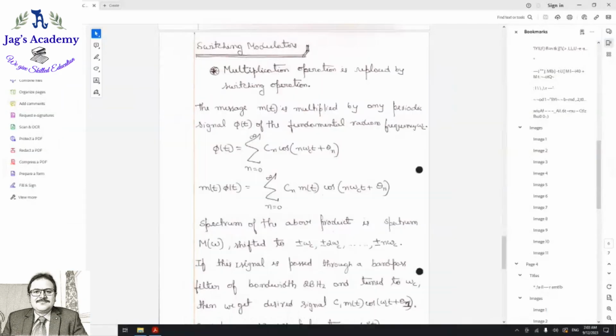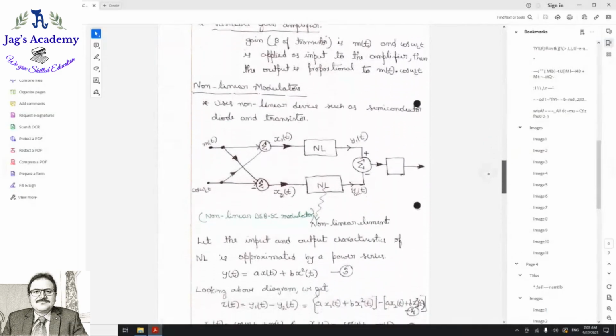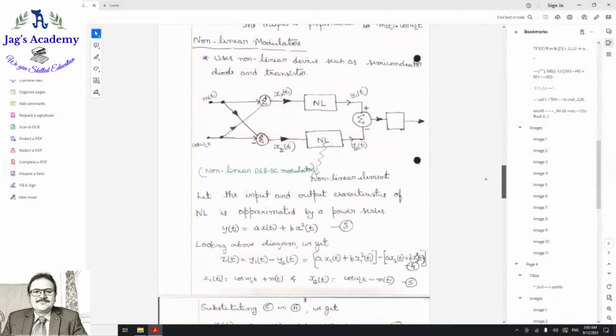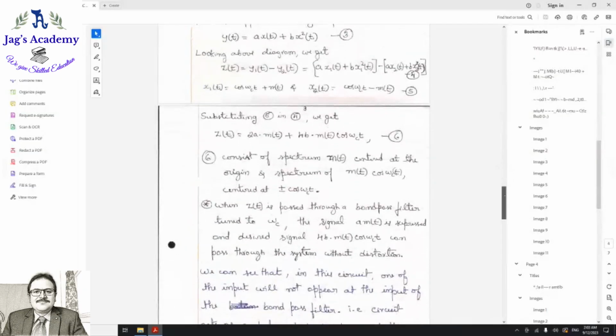The first method, which is this variable gain amplifier, and part of that is the nonlinear modulator. This is a nonlinear modulator. This is an adder, and this nonlinear device is nothing but your diode and transistor. And this is an adder. And what you get here from m of t and cos omega ct at this point is this one.